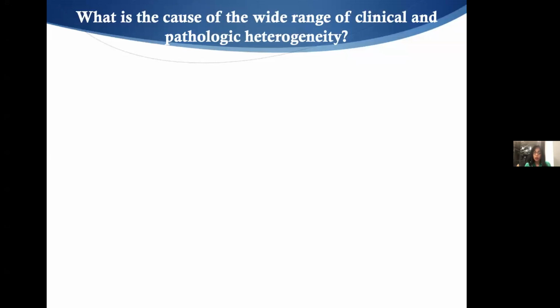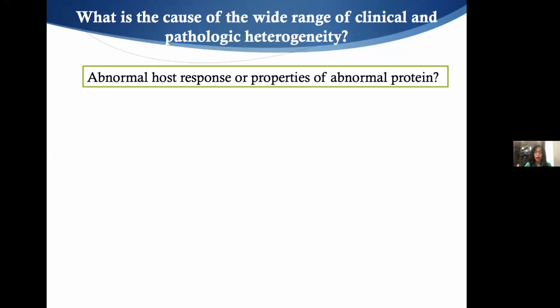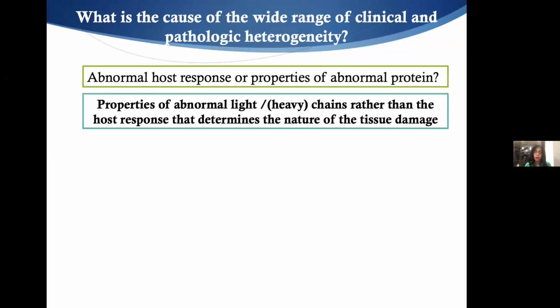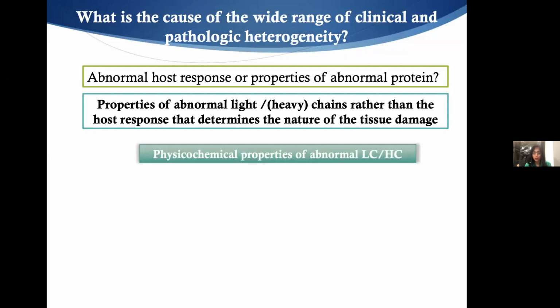Is this because we have an abnormal host response, so we are individualized, each one of us responds differently to these light chains, or is it the properties of these abnormal proteins in themselves? Actually, studies have shown that it's not our response. These are the properties of the abnormal light or heavy chains, rather than our response, that determine the nature of the tissue damage. So we cannot predict.